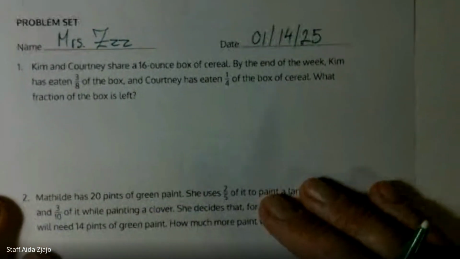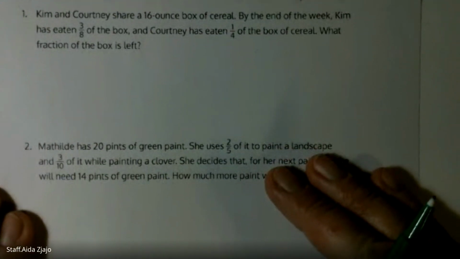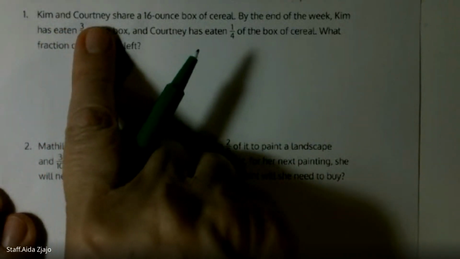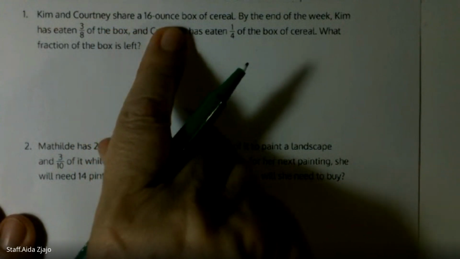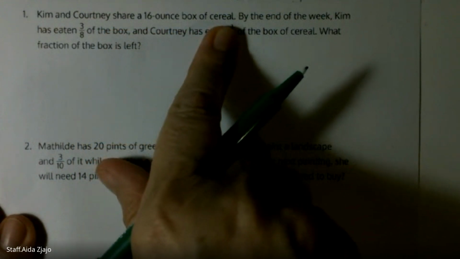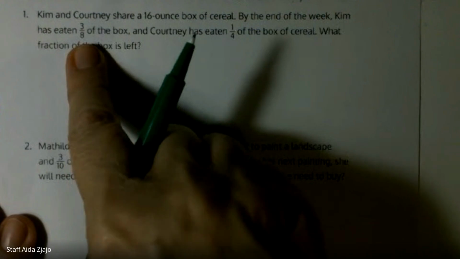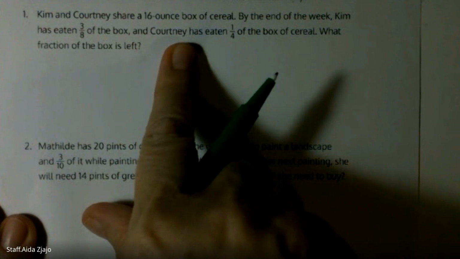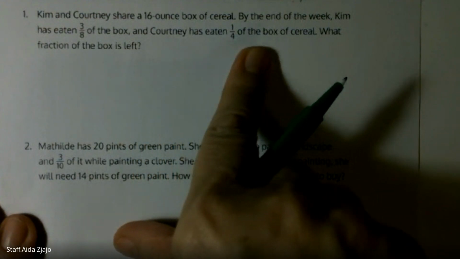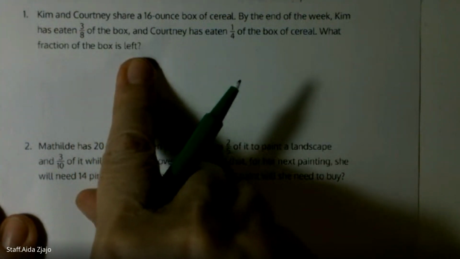Okay, the first problem that we have is: Kim and Courtney share a 16 ounce box of cereal. By the end of the week, Kim has eaten 3/8 of a box, and Courtney has eaten 1/4 of a box of cereal. What fraction of the box is left?